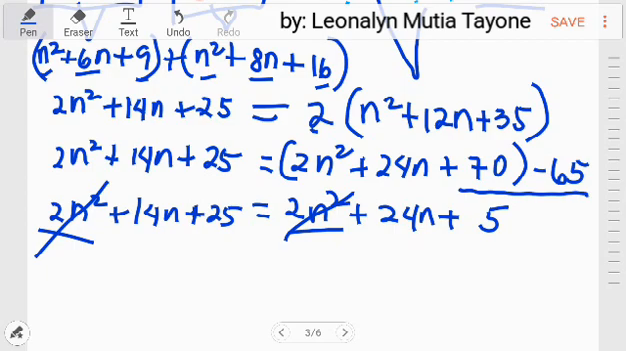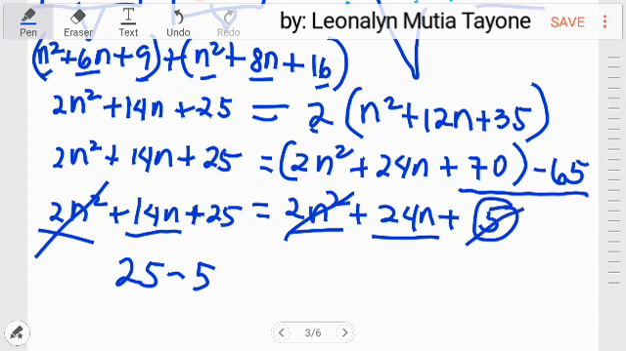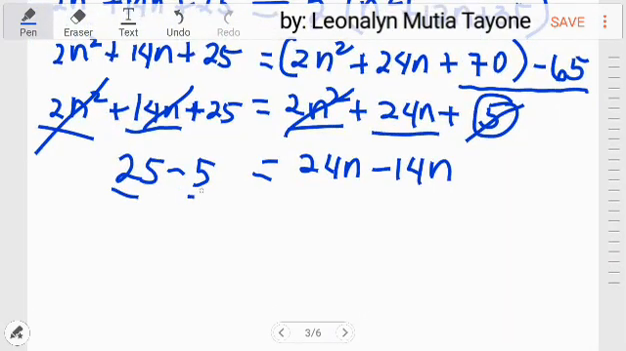Next, alin pa ang mga like terms natin dito? Si 14n at saka si 24n. So, dito, ang matitira na lang ay si 25. Itong si 5, i-transpose natin sa kabila. So, maging minus 5 kasi nag-minus tayo ng 5 to both sides. So, wala na si 5 dito. Next, 24n minus 14n kasi nag-minus tayo ng 14n to both sides para makancel out si 14n dito. Next, 25 minus 5, that is 20.